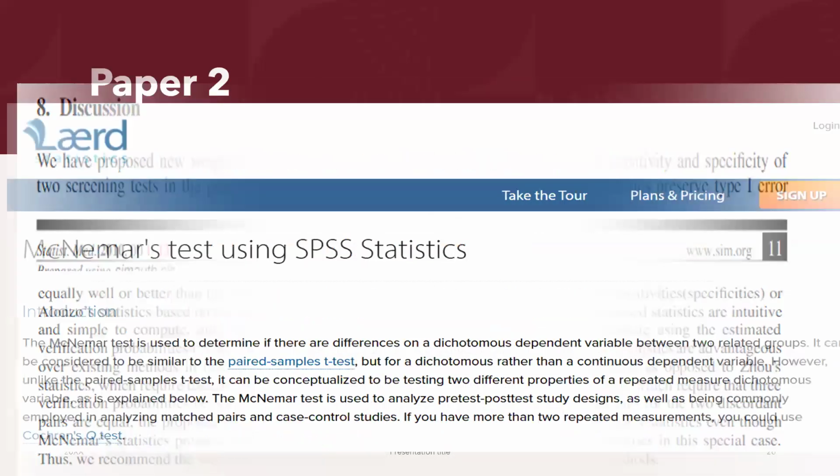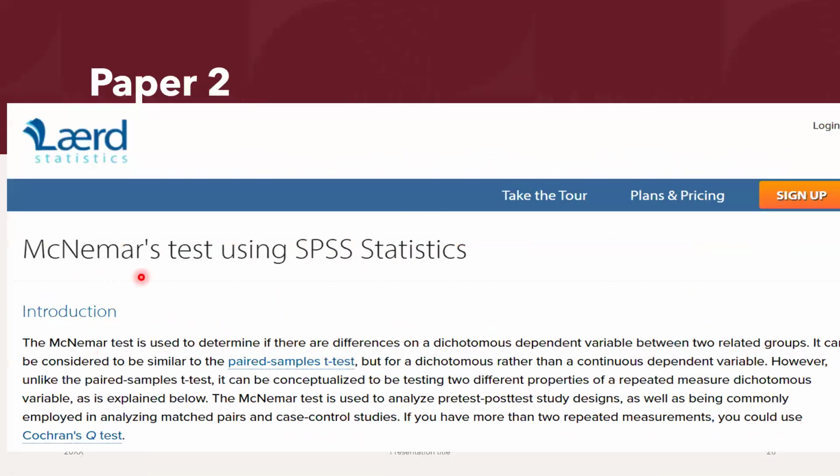So this is paper number 2, which is here for McNemar's test using the SPSS statistic, where we'll be taking the assumptions under consideration. The McNemar's test is used to determine if there are differences on a dichotomous dependent variable between two related groups. It can be considered to be similar to the paired sample t-test, but for a dichotomous rather than a continuous dependent variable.